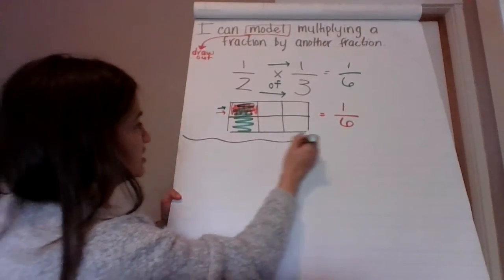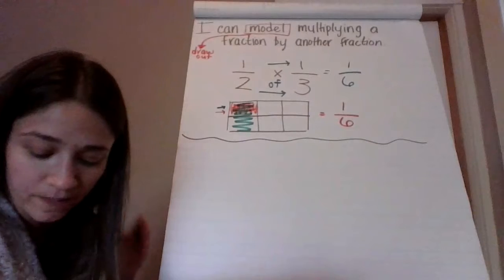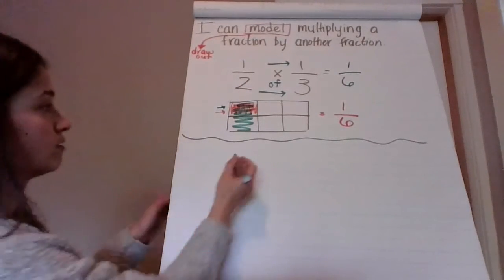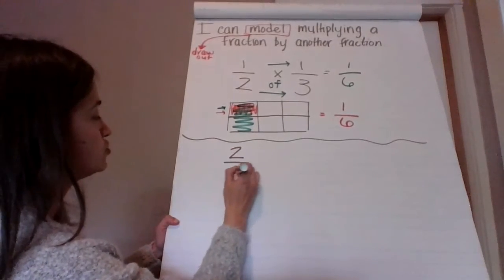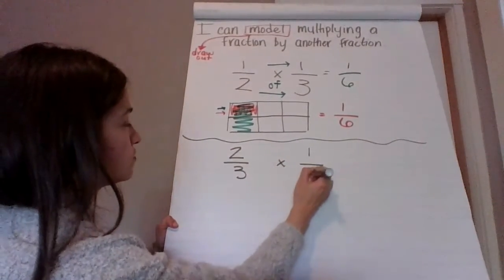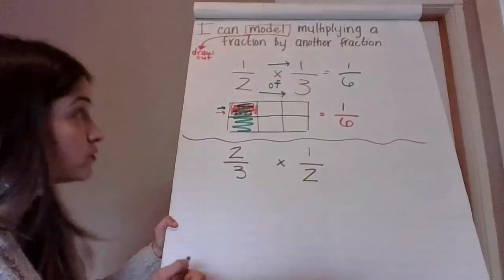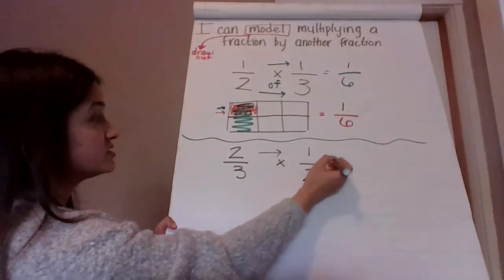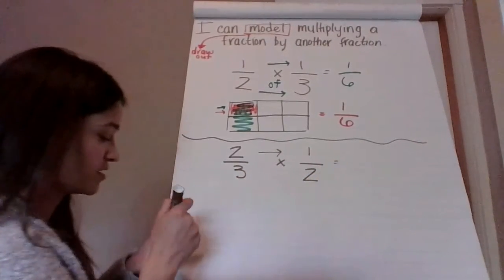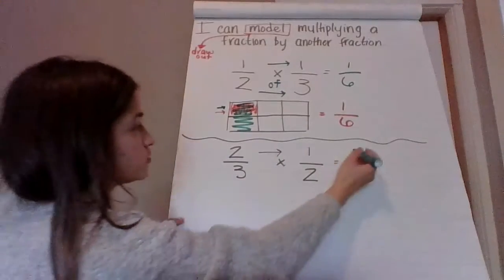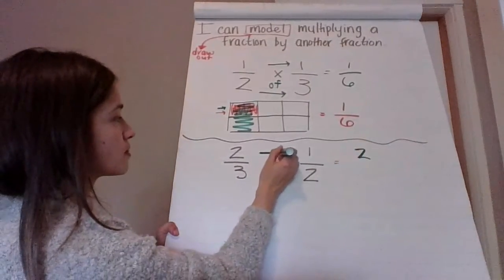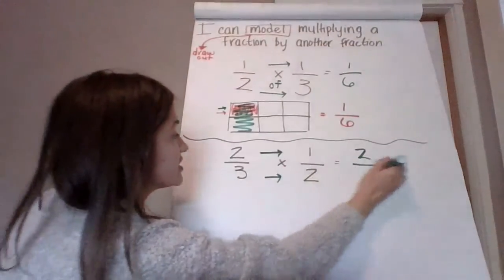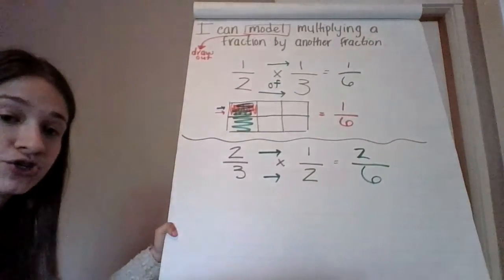I'm going to draw a line here because we're doing another example. The next one we're going to do is 2/3 times 1/2. So using the shortcut, I know that 2 times 1 is, let me use green, 2 times 1 is 2. And 3 times 2 is 6. So I know I'm looking for the answer 2/6.